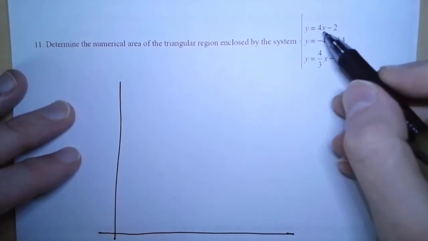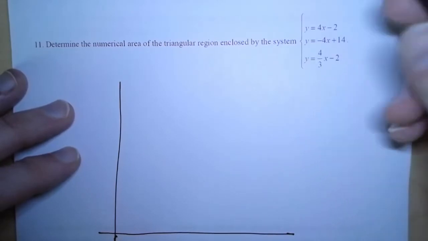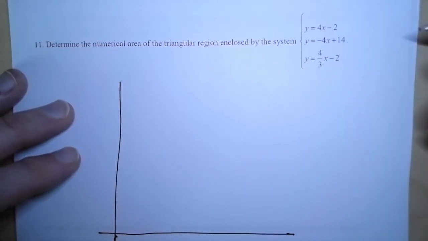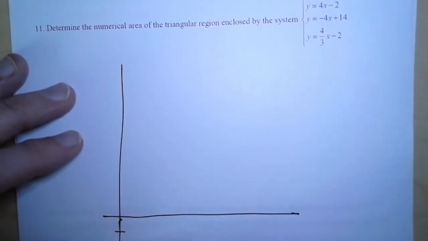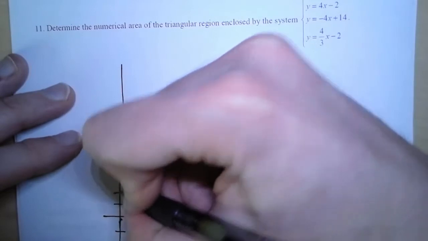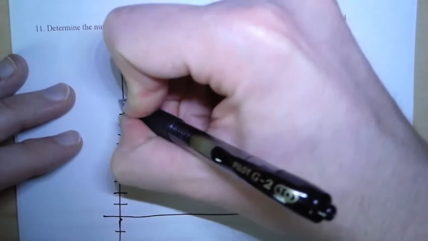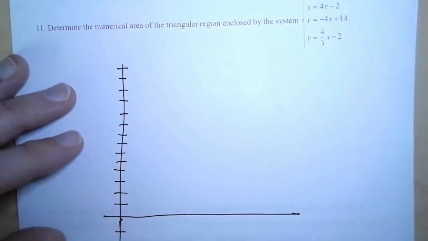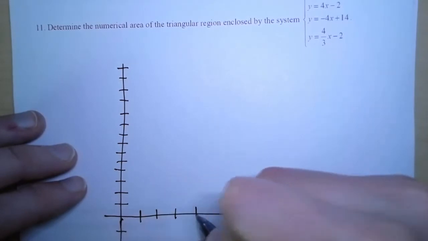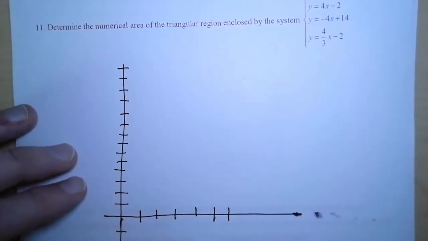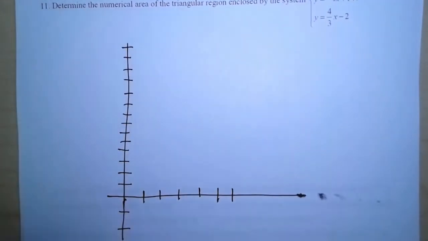Our first line is 4x minus 2. Our second line is negative 4x plus 14. Our third line is 4/3 x minus 2. So I'm going to scale out my y-axis to go from negative 2 all the way up to 14. 8, 9, 10, 11, 12, 13, 14. All right. And let's see, 1, 2, 3, 4, 5, 6. Hopefully we don't need to go any further than 6 on the x-axis, but we'll see.